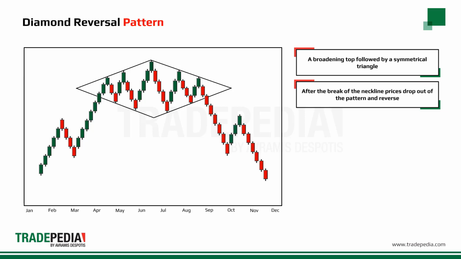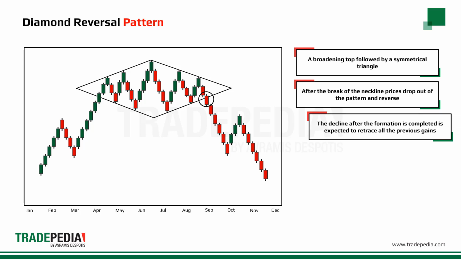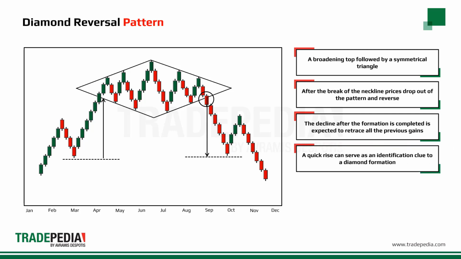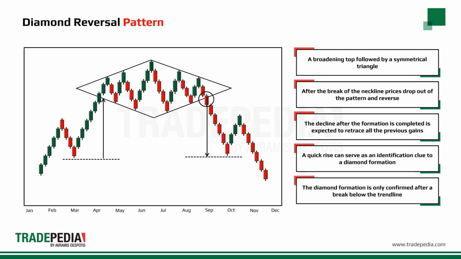Eventually, prices drop out of the pattern in a downward breakout. Sometimes prices can pull back to the diamond trendline boundary before slipping away again. But this is not always the case. If the rise leading into the diamond was unusually quick, the decline after the formation is completed is expected to retrace all the previous gains. A quick rise can be an identification clue to a diamond formation. The diamond formation is only confirmed after a break below the trend line.